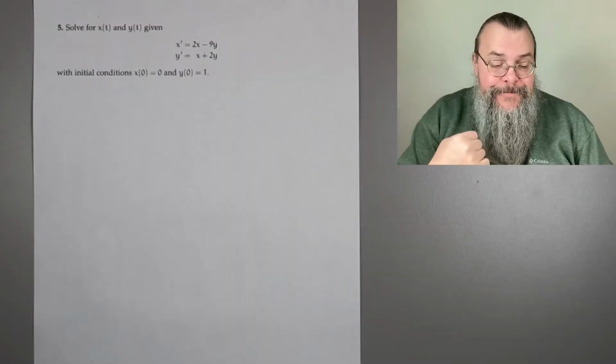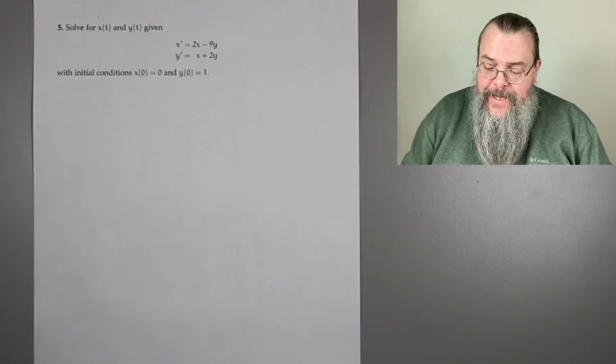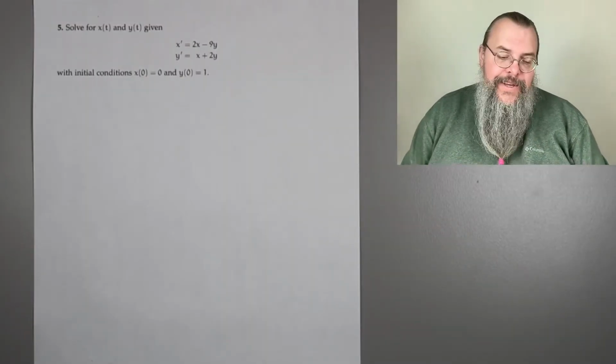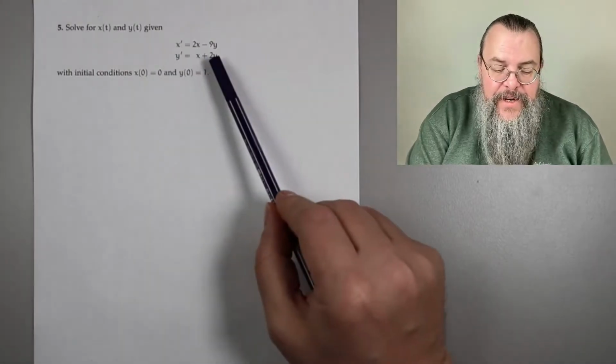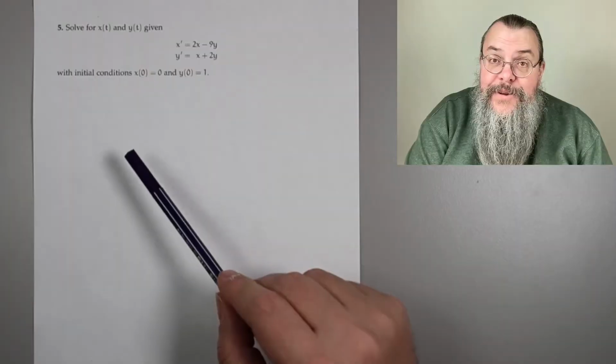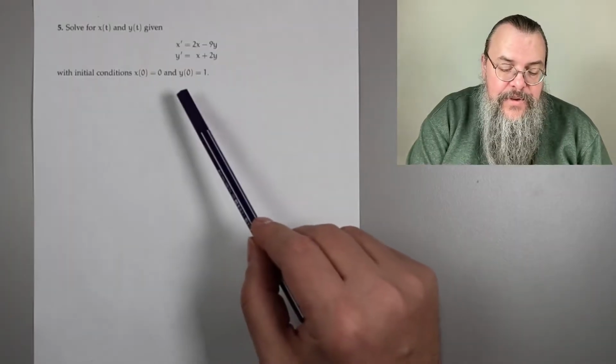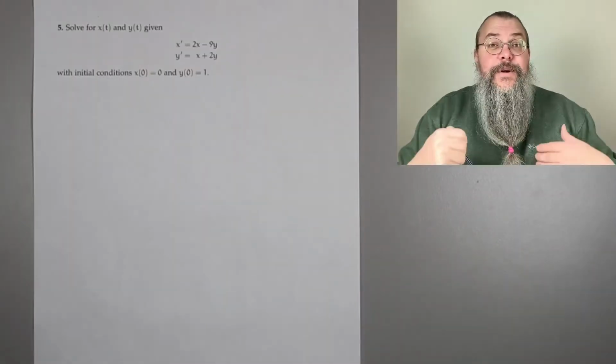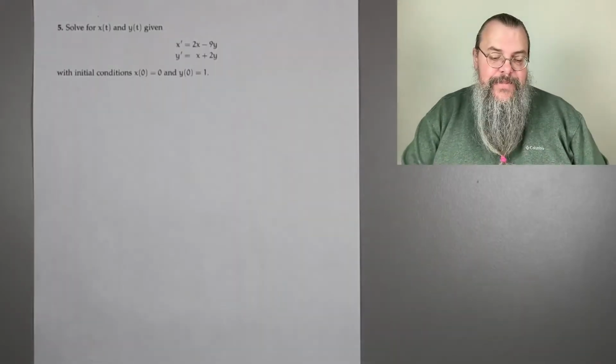Number 5. We're asked to solve for x of t and y of t given x prime is 2x minus 9y, y prime equals x plus 2y, and there are some initial conditions, x of 0 equals 0, and y of 0 equals 1. So we're after a particular solution.